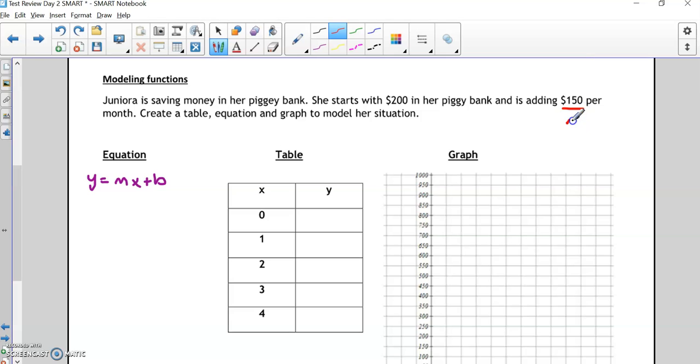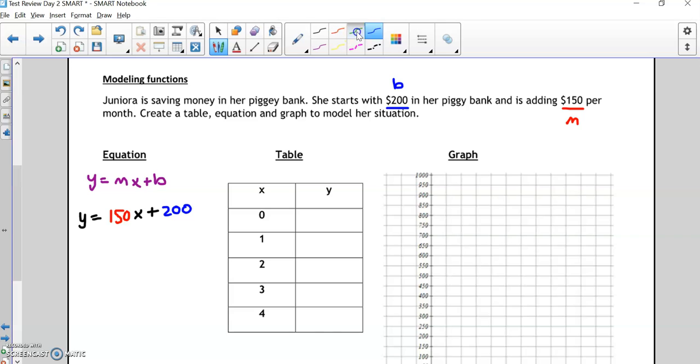Many people made this mistake on the quiz by swapping the numbers. So make sure you're aware that your change value is m and your starting value is b. So in our equation, we know it will be y equals 150x plus 200. Okay, making sure that the m and the b are in the right places.